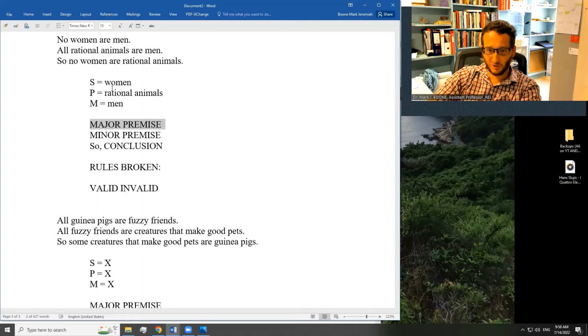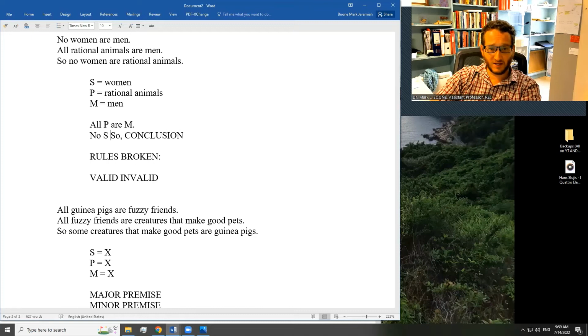It means human beings. Major premise. That's the old school gender neutral masculine. Major premise, focus on the major premise, Mark. The major premise is the one about rational animals and men, and it's the premise written second in the original argument: all PRM. The minor premise is the one about women and men: no SRM.